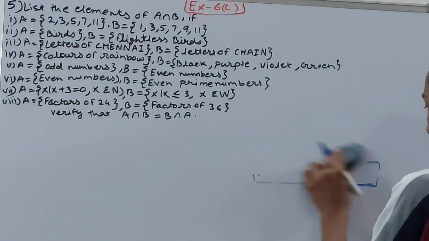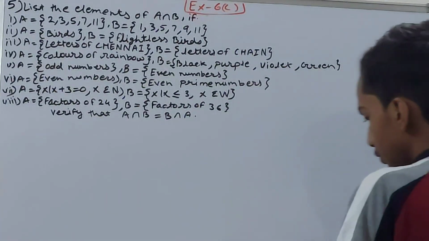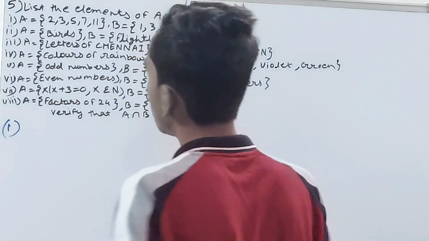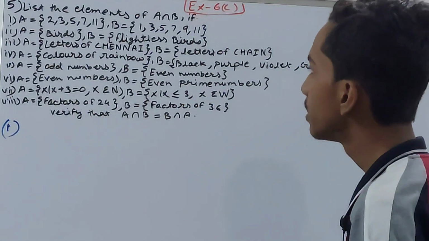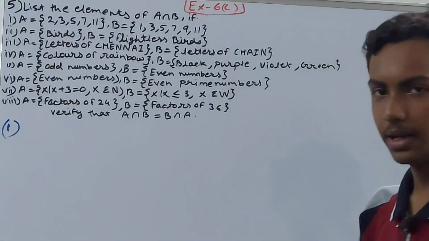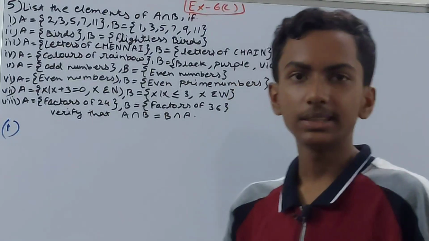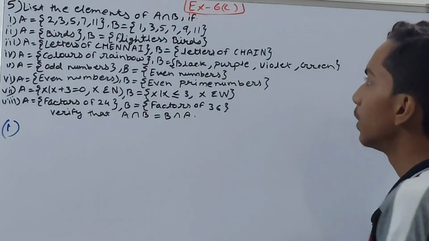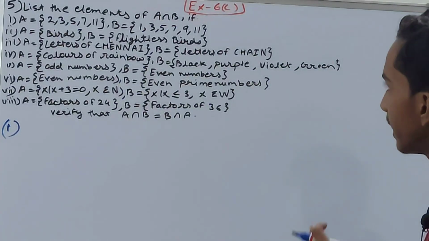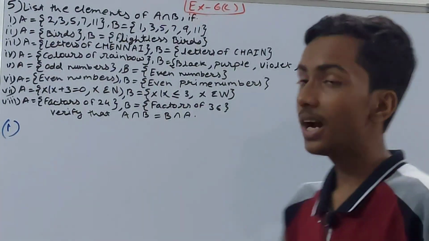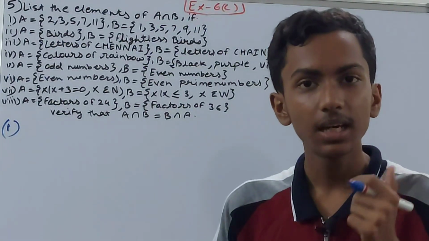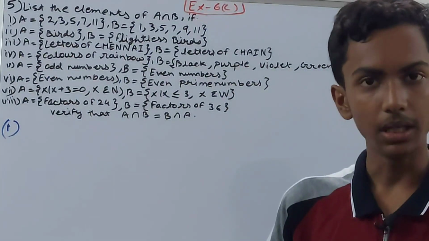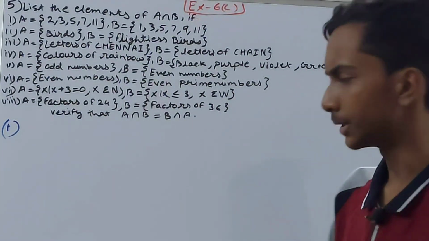Okay, let's look here. First part, what have we got? A equals 2, 3, 5, 7 and 11. The value of all the elements is given. And B is equal to 1, 3, 5, 7, 9 and 11. We have to select only the elements common, the elements present in both the sets A and B, and that will go in the intersection.